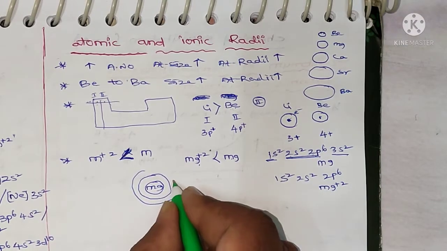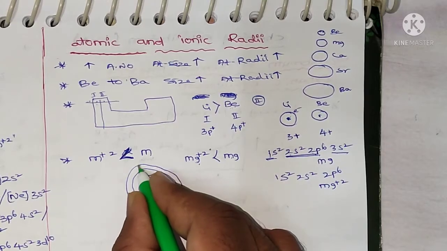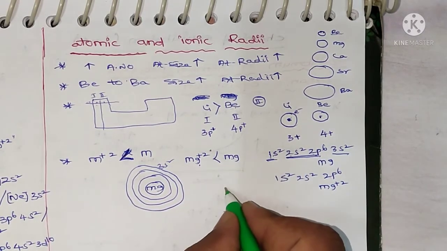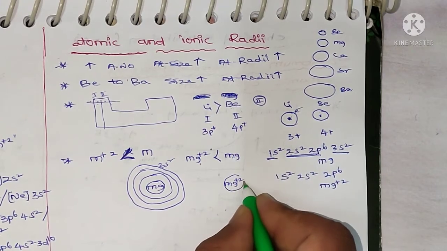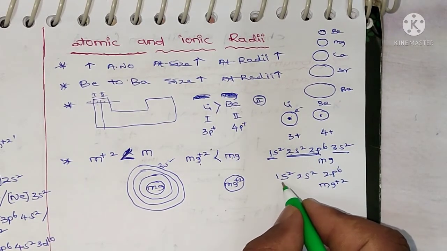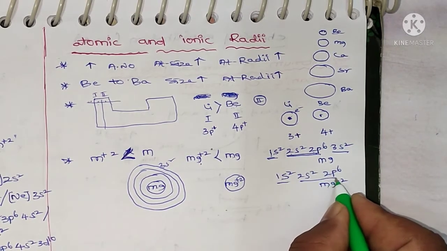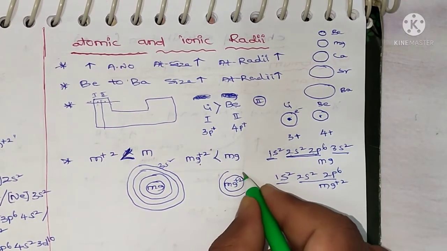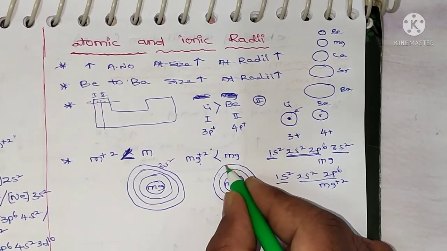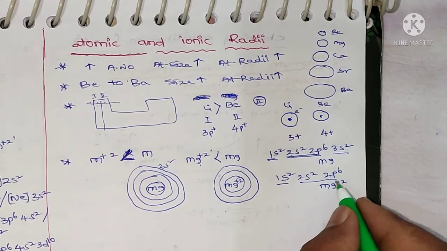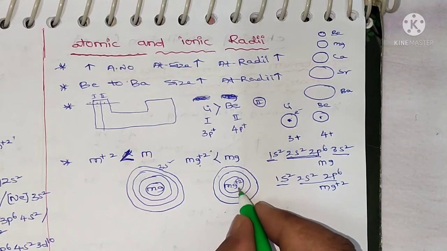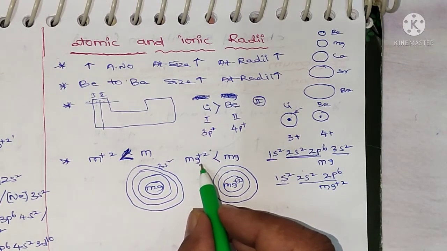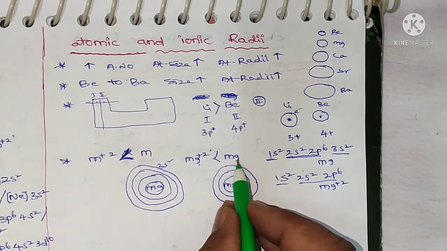So there are 3 orbits: first, second and third. In the third orbit there are 2 electrons. And if you take Mg+2, in this Mg+2 we have only 2 orbits, 1s and 2s 2p. These 2 are present in the second orbit and this one is present in the first orbit. So first orbit and second orbit. There is no third orbit. So here if you see the size, the Mg+2 size is smaller than the Mg. So the divalent ion is smaller than the parent atom.